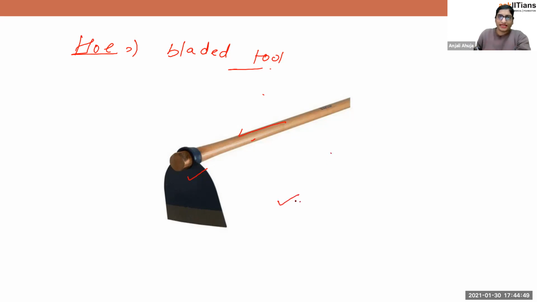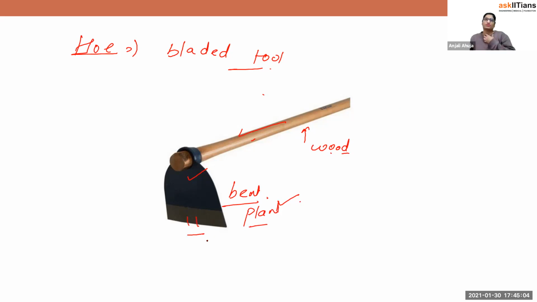So you may say it consists of a bent structure, a long road kind of thing made up of wood, and this is a bent plate structure. This is like a beam which is very strong. It is used to cut, and we do have a latest version also for this, which is used with the help of the bull.